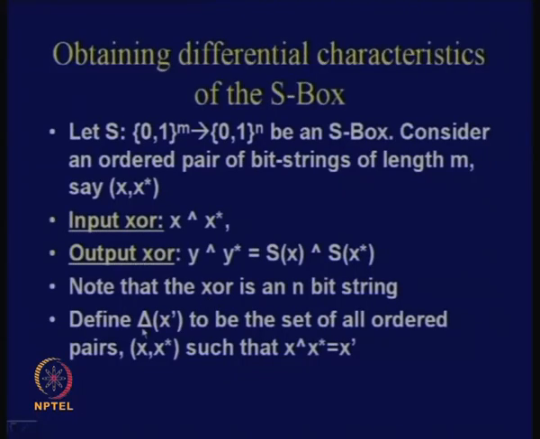So now let us define a particular term called delta, and delta is delta x dash. Why do I call it delta x dash? Because I have fixed this value of x XOR x star. That means x XOR with x star is a fixed value x dash. You obtain all such ordered pairs x comma x star which satisfy the equation that x and x star when taken XOR results in x dash. So it's called a differential set. You form a differential set or a delta set, defined to be the set of all ordered pairs x comma x star such that the XOR of x and x star is equal to x dash. That is a very simple definition.